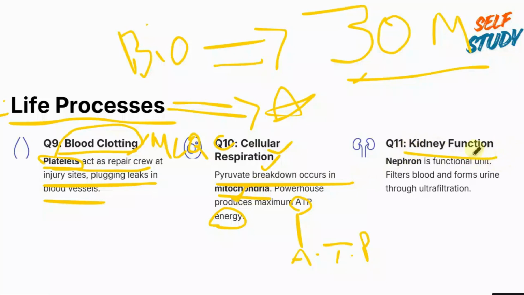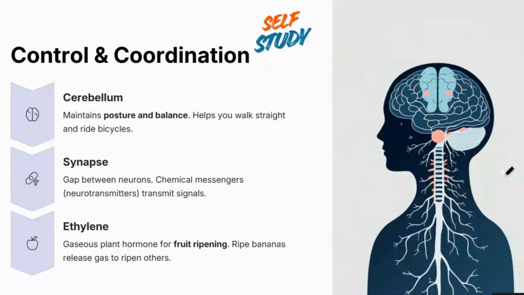And kidney function. What is the function of the kidney? The kidney generally removes dirty material from our body and removes excess water, and also filters blood and forms urine through the ultrafiltration process. Nephron is the functional unit. What is the functional unit of the kidney? Most important. Nephron is generally known as the functional unit of the kidney.